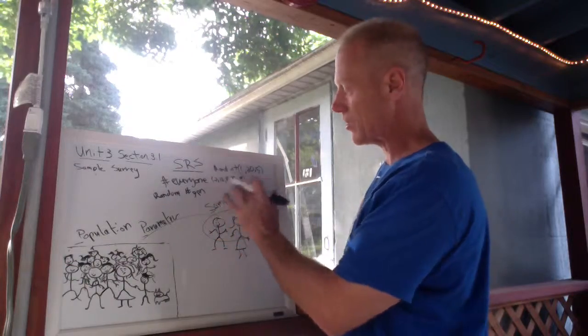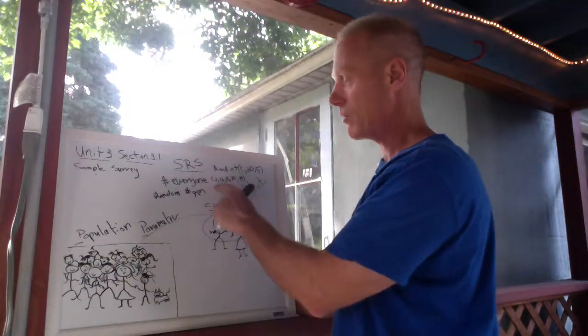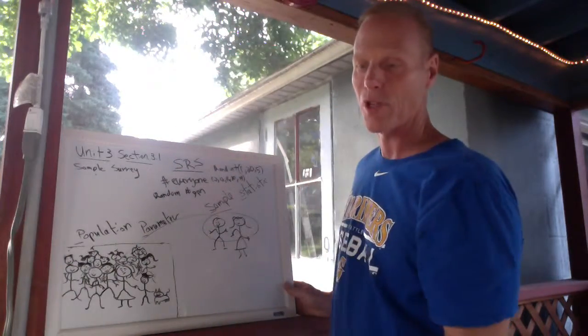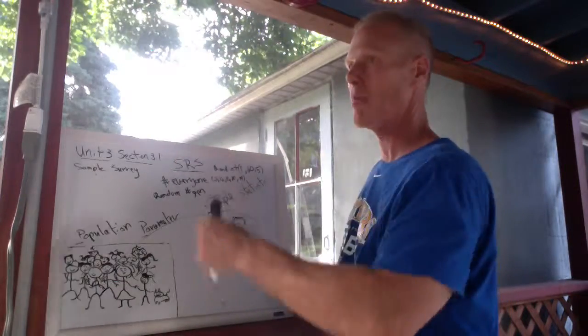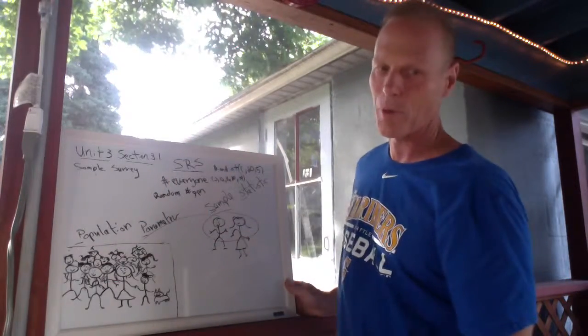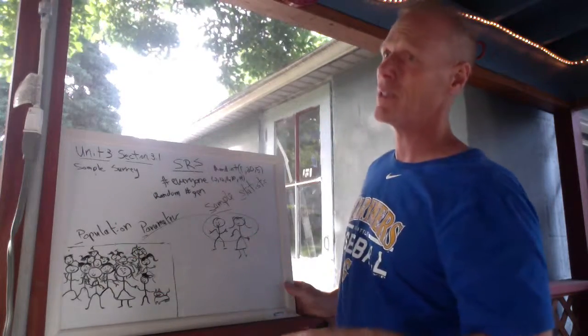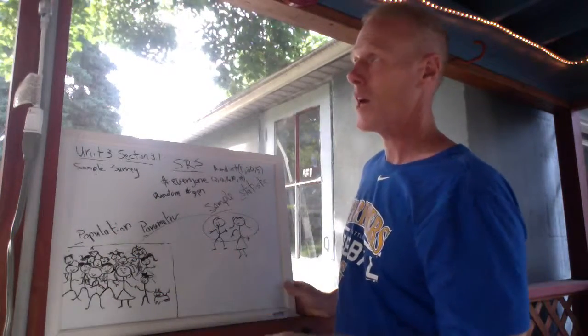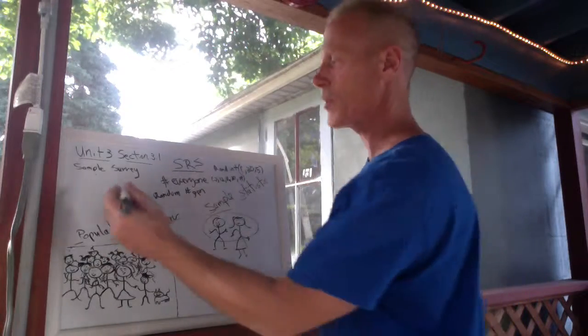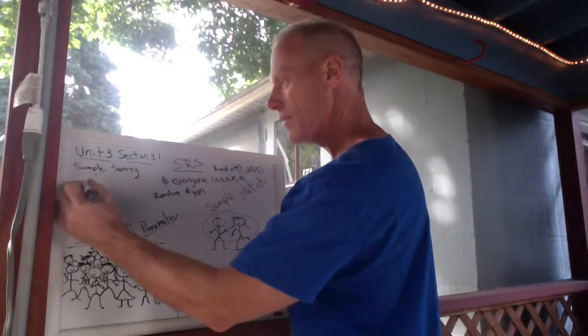But it's much easier when I have hundreds of people to just find a list of names, number those names, do a random sampling, come up with those, and then survey those people. So that's a simple random sample. There are other types of sampling that we'll do. The two most common that we'll use are something called stratified and clustered.